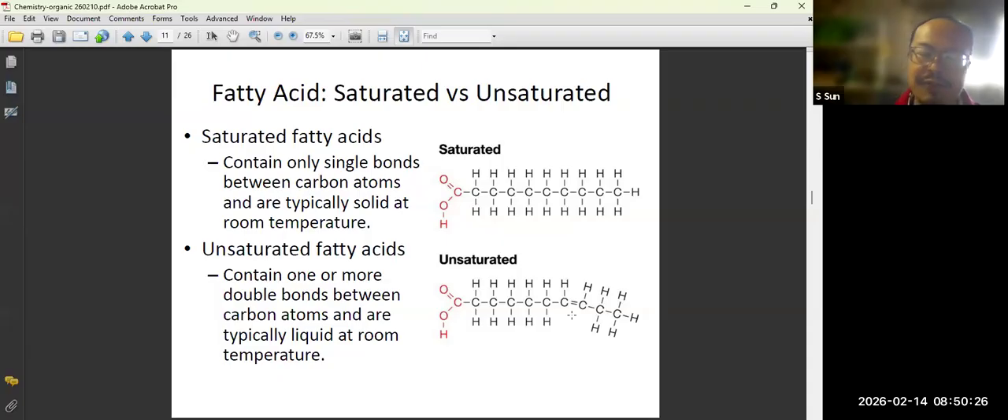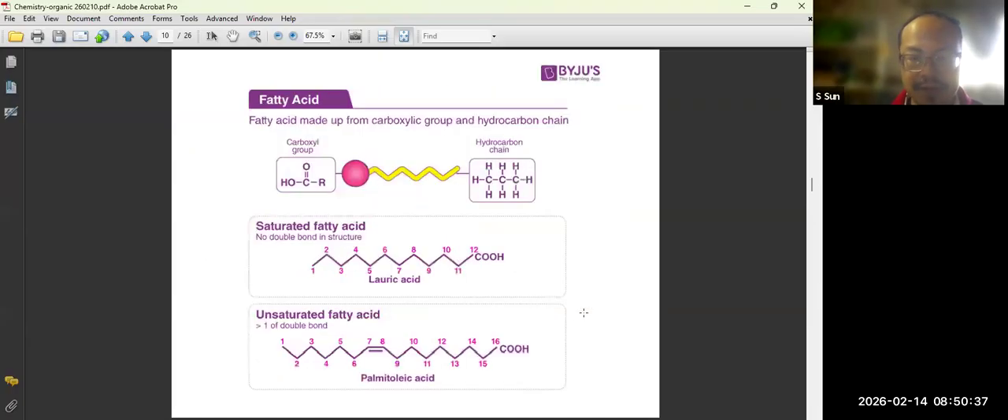And with this one, we can further look into how they are present in nature. So let's go back to here. This type of saturated fatty acid is called lauric acid, with 12 carbons. And palmitoleic acid. This one is an unsaturated fatty acid. And so their presence in nature is very different.